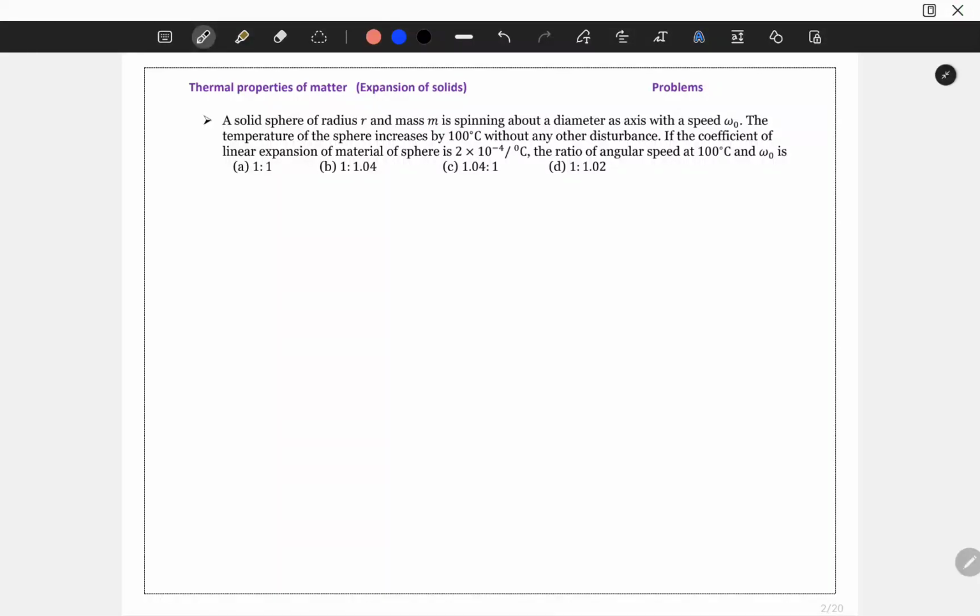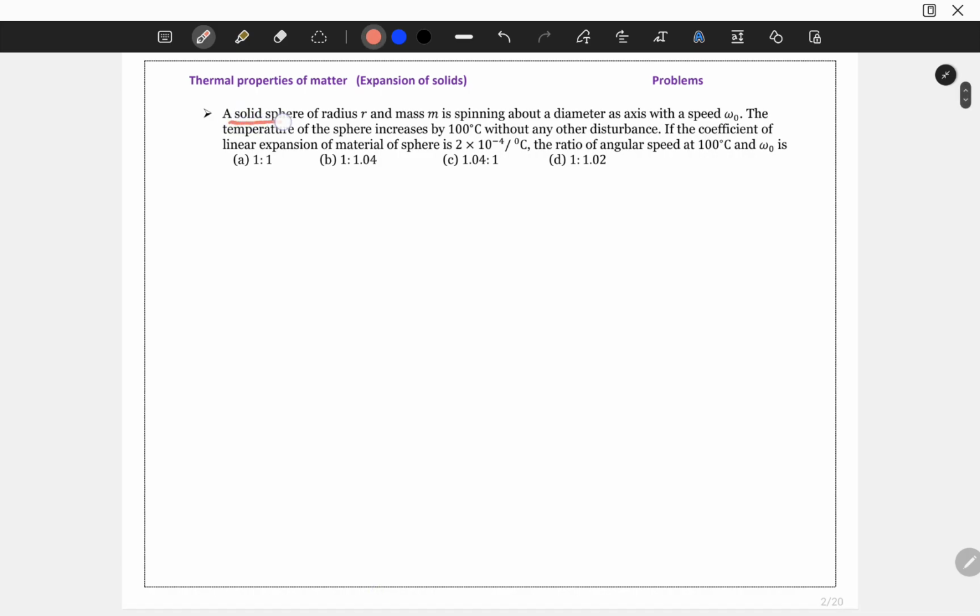Yes, this is a problem from expansion of solids. So here in this case, what is given? Let us see. A solid sphere of radius r, mass m, is spinning about a diameter as axis with a speed omega naught. Now the temperature of the sphere is increased by 100 degrees centigrade without any disturbance.